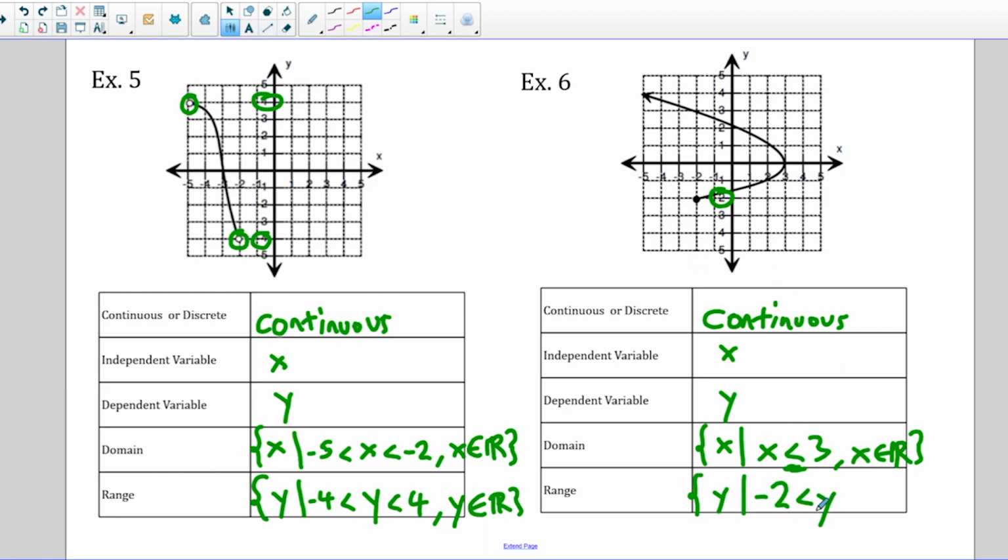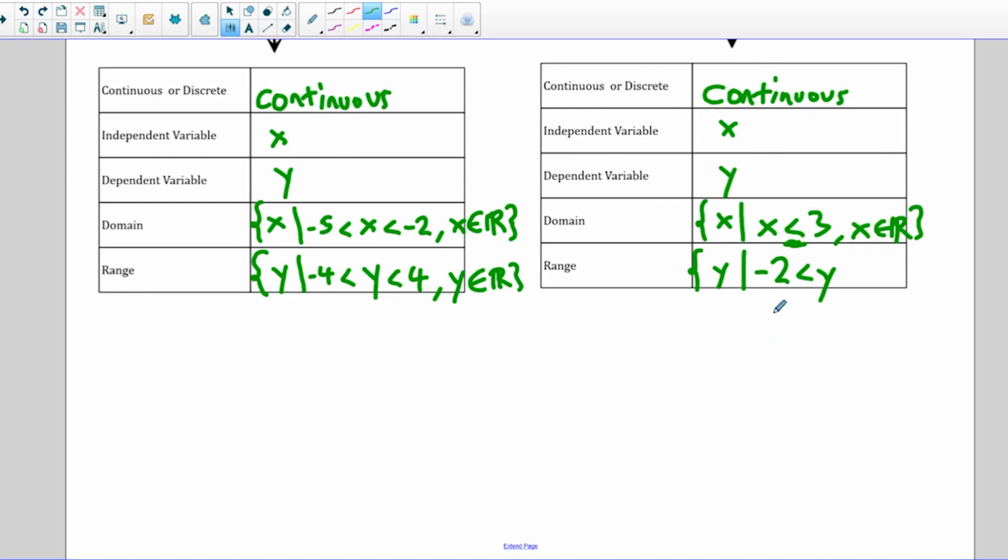-2 is less than y. Some people will ask, well, what happens if I want to change it around? What if I want to say that y is greater than -2? Well, this would be perfectly fine, because in either way, you can see that the inequality sign faces towards the y. Okay, so these are both equivalent to each other.